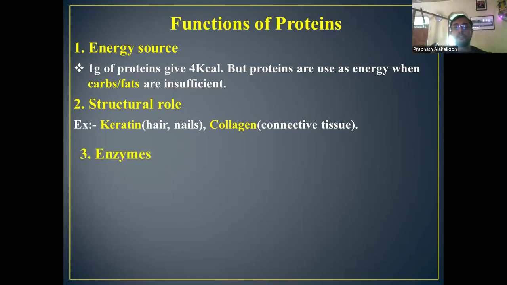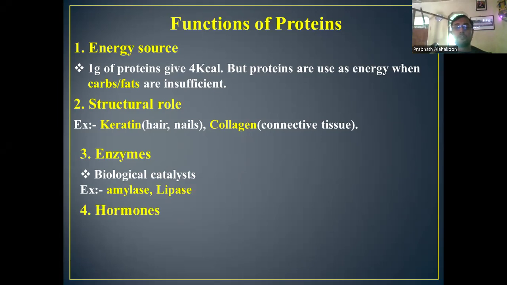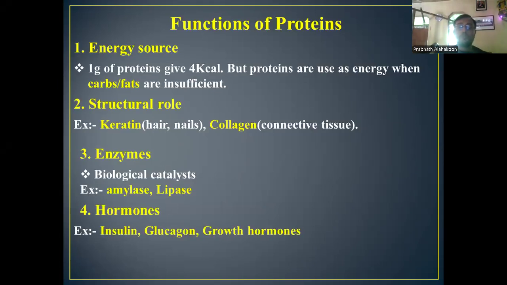Next function is enzymes. Enzymes are biological catalysts. Examples of enzymes are amylase and lipase. Another function is hormones. Hormones are used to maintain body homeostasis. Examples of hormones: insulin, glucagon, and growth hormones.